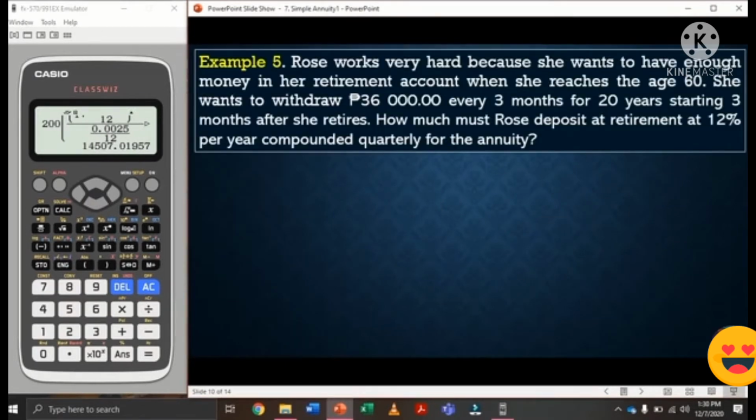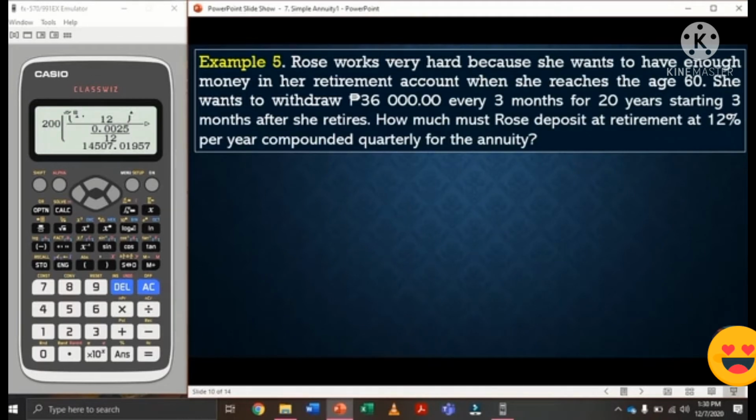Okay, Rose works very hard because she wants to have enough money in her retirement account when she reaches the age 60. So she wants to withdraw 36,000 every 3 months for 20 years, starting 3 months after she retires. How much should Rose deposit at retirement? 12% per year compounded quarterly for the annuity. So analyze natin yung problem.